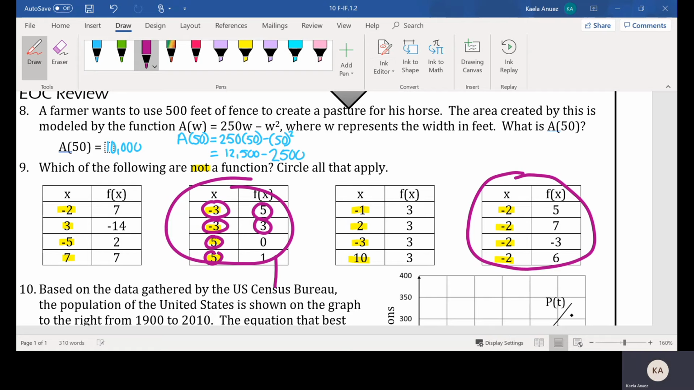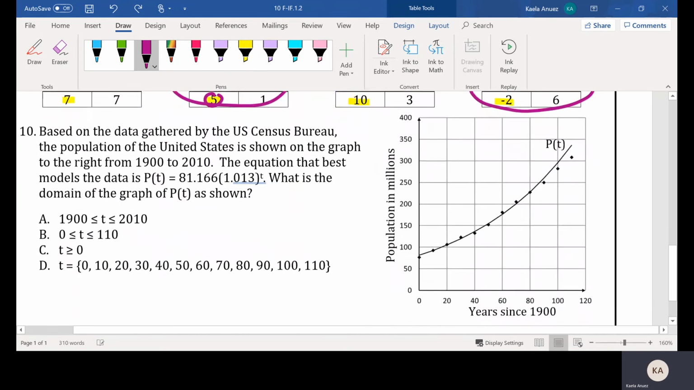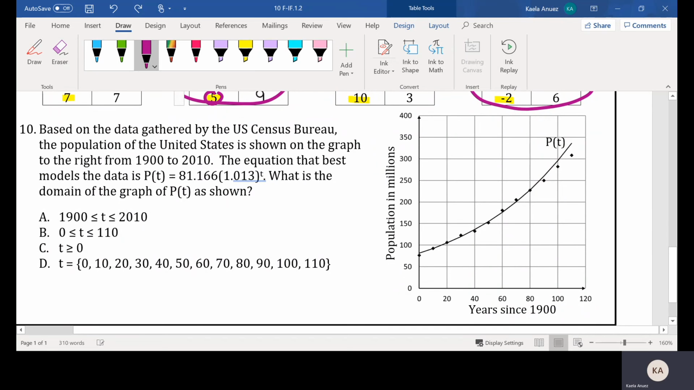Number 10 says, based on the data gathered by the U.S. Census Bureau, the population of the United States is shown on the graph to the right, from 1900 to 2010. The equation that best models the data is population P of t equals 81.166 times 1.013 to the t power. What is the domain of the graph of P(t) as shown?